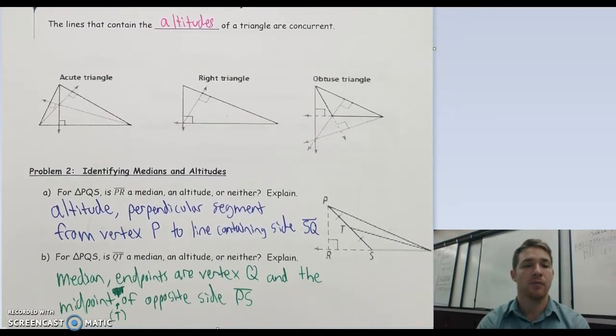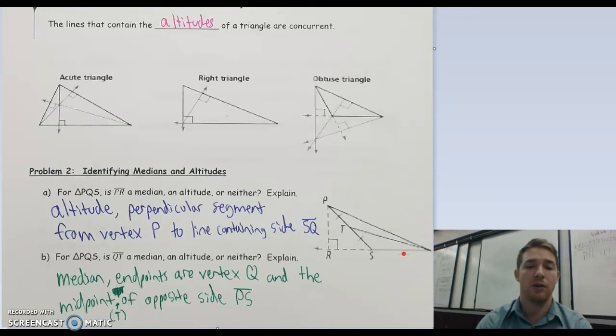So if I want to identify which is which, choosing between a median and an altitude, in this example we're asked if PR is a median, an altitude, or neither. If I look at segment PR here, P goes from a vertex and it goes perpendicular to the side which contains, it looks like I cut that off there, but that should be side PS. So that should be an altitude. Again, an altitude doesn't have to be within your triangle. I can just draw it straight down, extend this side so that it makes a perpendicular. That would be your altitude. So again, from a vertex, perpendicular to the line containing the opposite side right here.